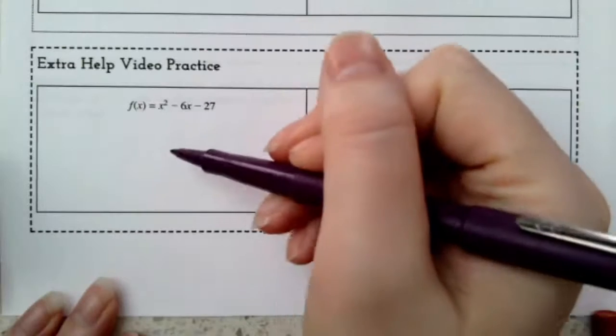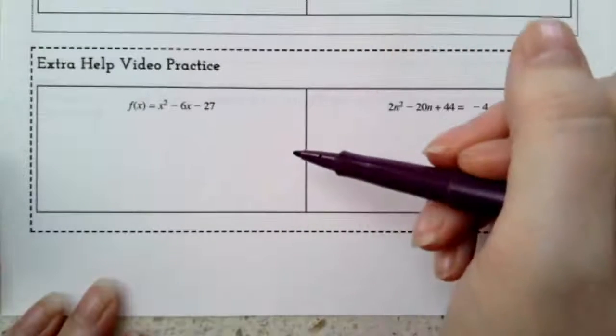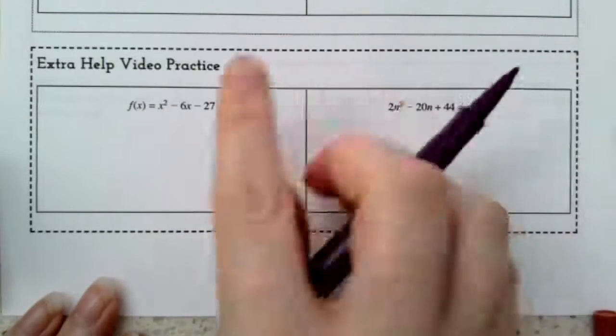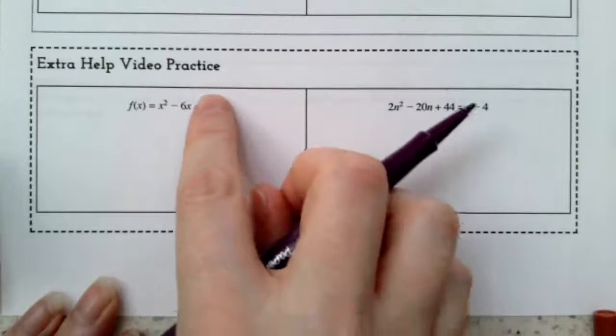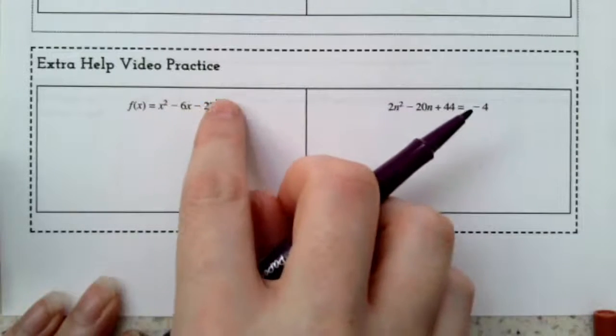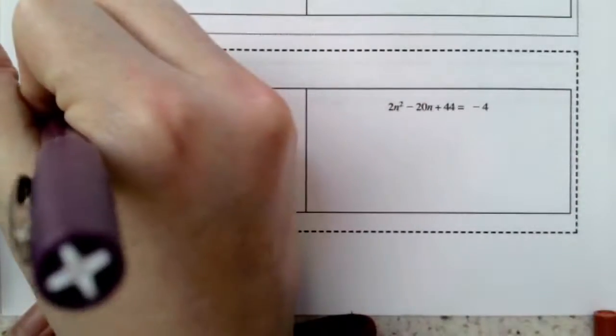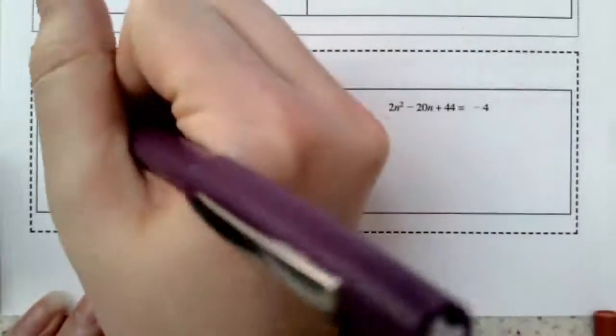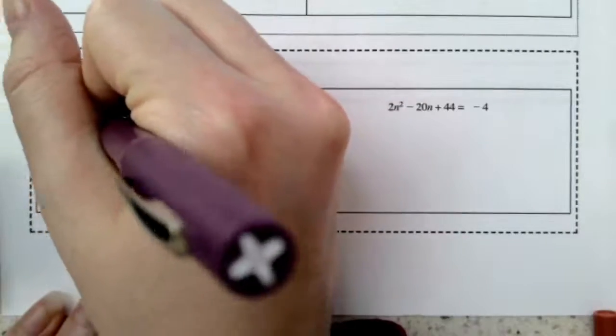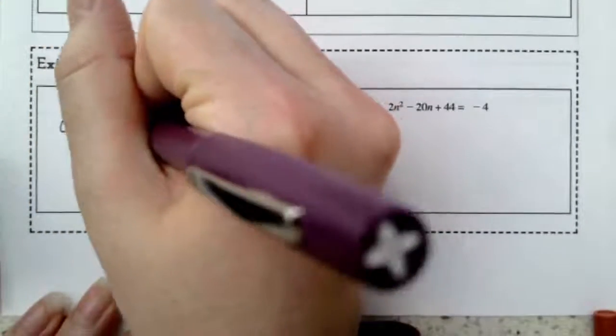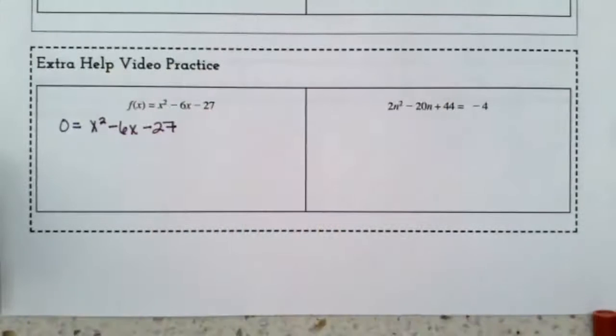So for this first one, we want to first make sure everything's on the same side, and then we set this equal to 0. And in this problem, I can see everything for the quadratic is on the same side. It's all on the right, but I need to set it equal to 0. So we're going to do 0 equals x squared minus 6x minus 27.